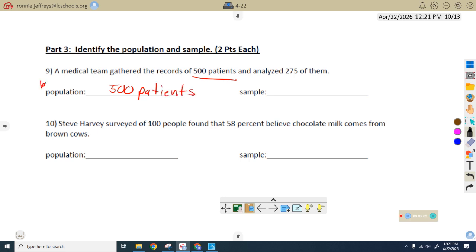Remember, population is your big number. Sample is your small. So they analyzed 275 records. As long as I can somehow piece together, like if you write 500 in population and 275 in sample, I will know what you're talking about. Okay, don't write me a story. Just little words.